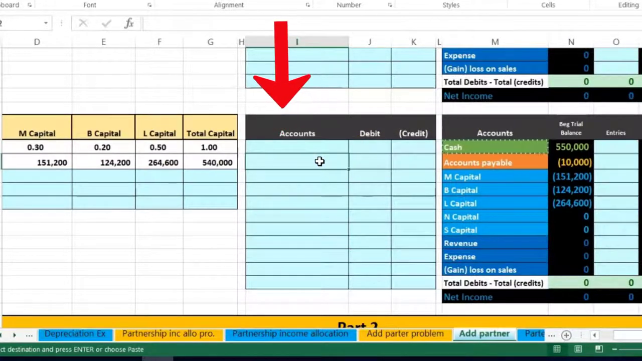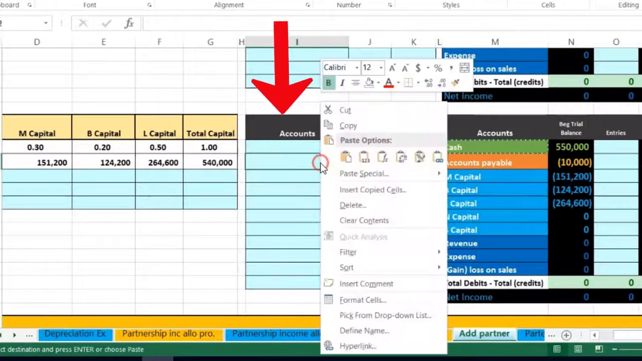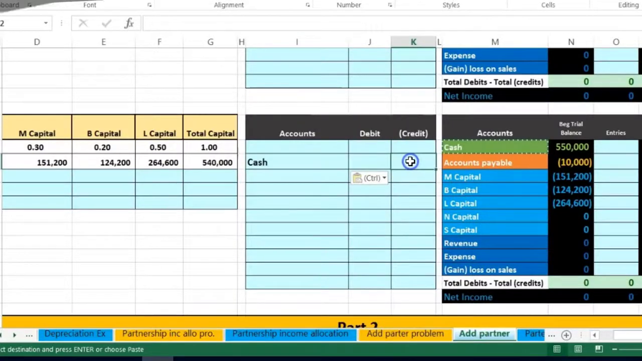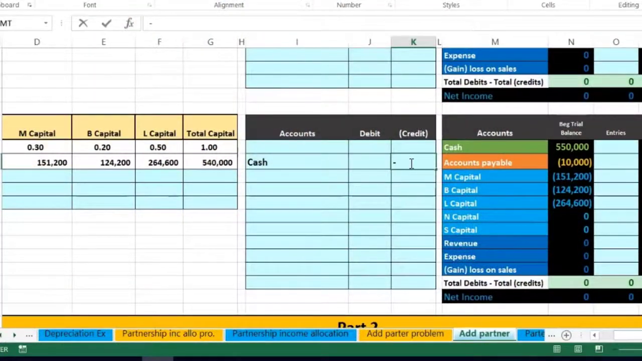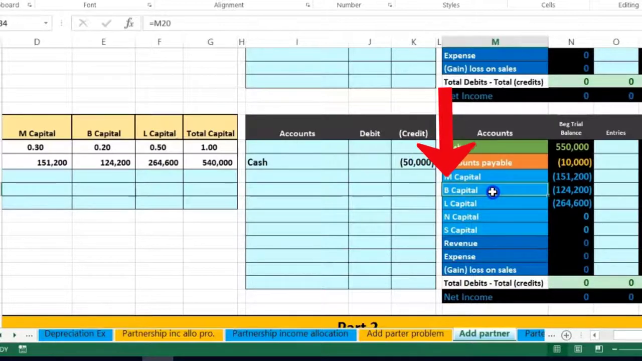So I'm in I-32. Right click, paste 123. The cash that is going to be paid out this time is only $50,000. So we're going to put a negative for the credit, $50,000. And when we hit enter, we'll put the brackets and whatnot around it. So that's the amount of cash being paid. We're paying for B's capital account.